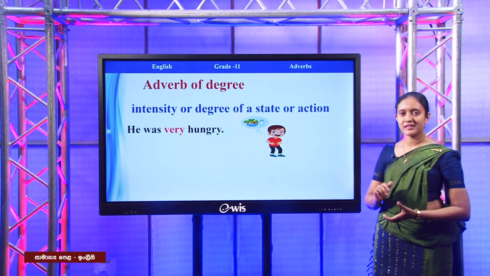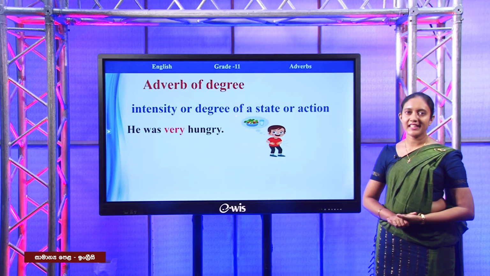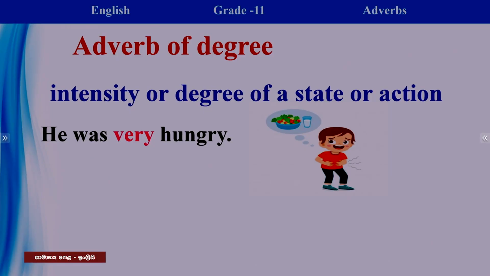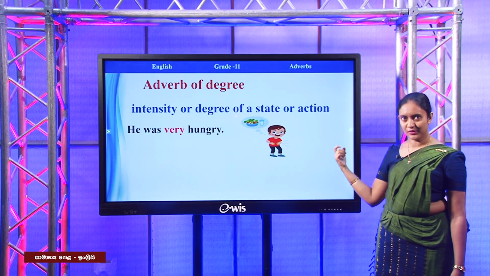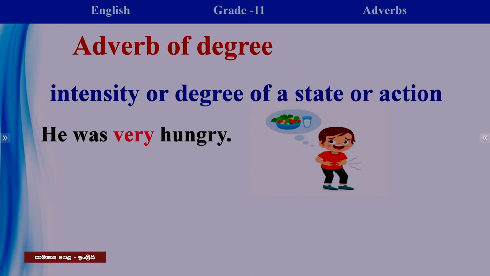The next type is adverb of degree. Adverb of degree tells you the intensity or degree of a state or action. Look at the example here. He was very hungry. So, the adverb here is very. It indicates the degree of the state. So, we call it an adverb of degree.